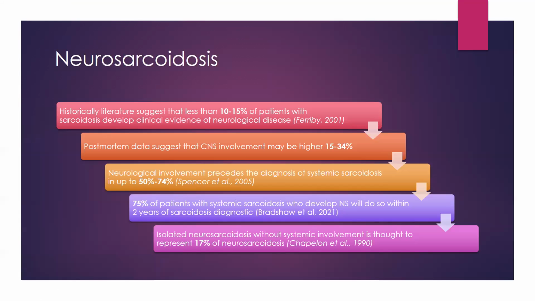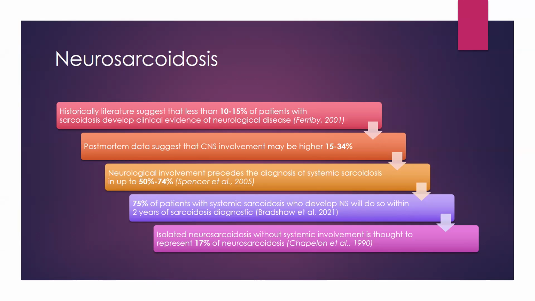Historically, in the literature, it's suggested that 10 to 15% of patients with sarcoidosis will develop a neurological disease. However, post-mortem data shows that the CNS is involved more than the 10 to 15% that we clinically see. Also, from the literature, we know that neurological involvement can precede the diagnosis of systemic sarcoidosis, in maybe 50 to 74% of cases. And maybe 75% of patients with systemic sarcoidosis who develop neurosarcoidosis will do so in the first 2 years of diagnosis of systemic sarcoidosis. This needs to be taken with a grain of salt.